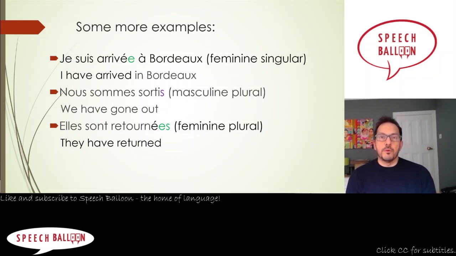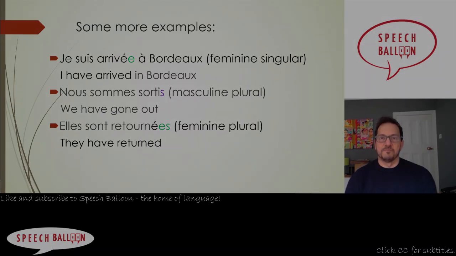Some more examples. Je suis arrivé à Bordeaux, feminine singular. I have arrived in Bordeaux. An extra E is added, but it sounds the same. Or, nous sommes sortis, masculine plural. We have gone out. An S is added, but it sounds the same. And lastly, elles sont retournées, feminine plural. They have returned. Here, ES is added, but it still sounds the same.